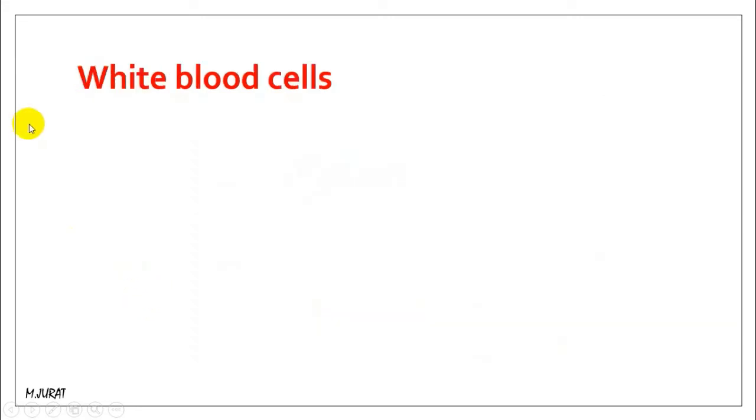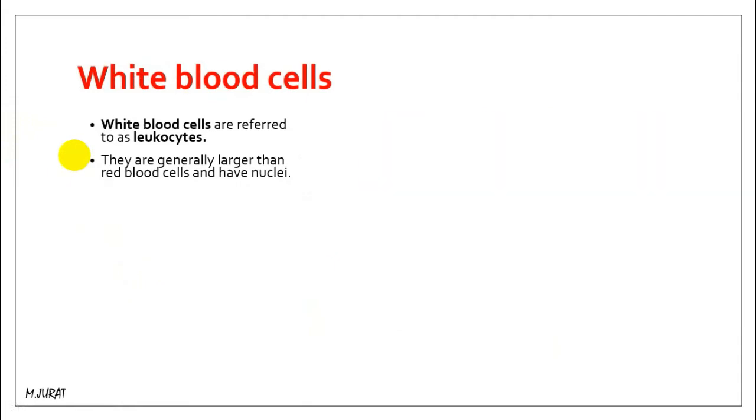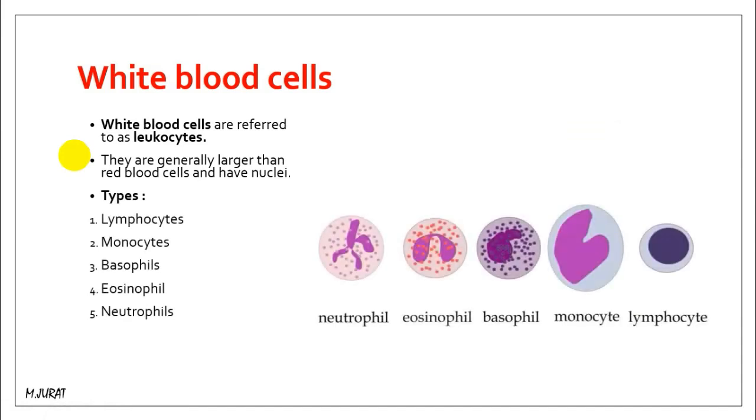The second type of blood cell is white blood cell. The other name that we can use for them is leukocyte. They are larger than the red blood cell, and they have a nucleus. They have types like lymphocyte, monocyte, basophils, eosinophils, and neutrophils. The white blood cell function is to boost our immune system.